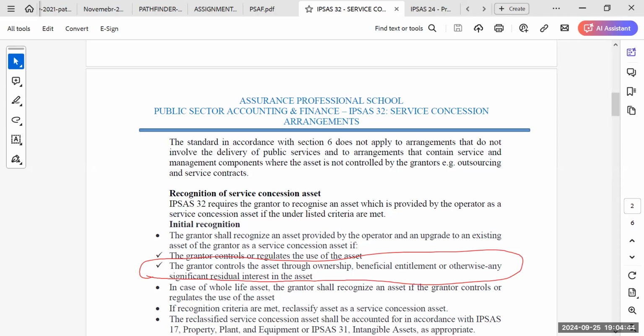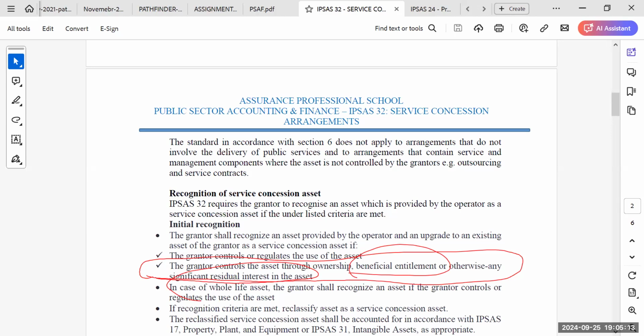of the construction period. What if it's an asset that is being constructed and is going to be used for a whole life? If it's going to be used for a whole life, the government is not going to be benefiting from any residual value or any beneficiary entitlement. In that case, the government should only recognize the asset when it controls it. The grantor should only recognize the asset when control can be exhibited.